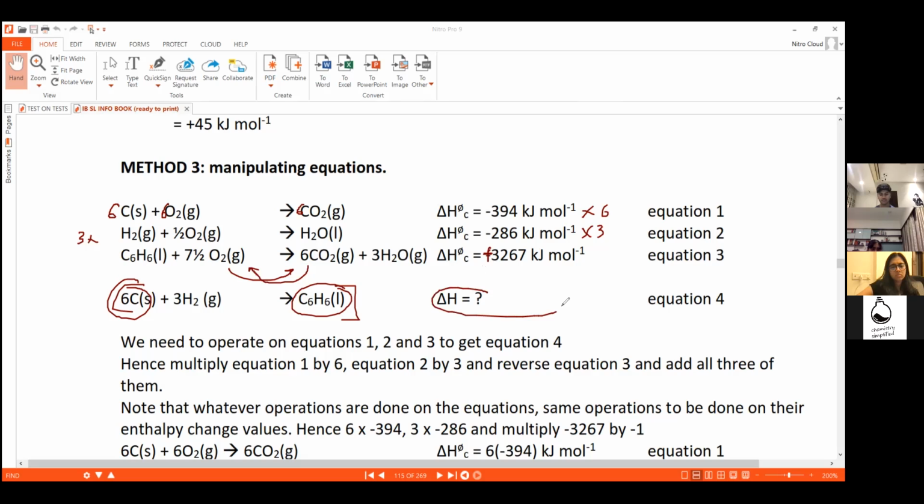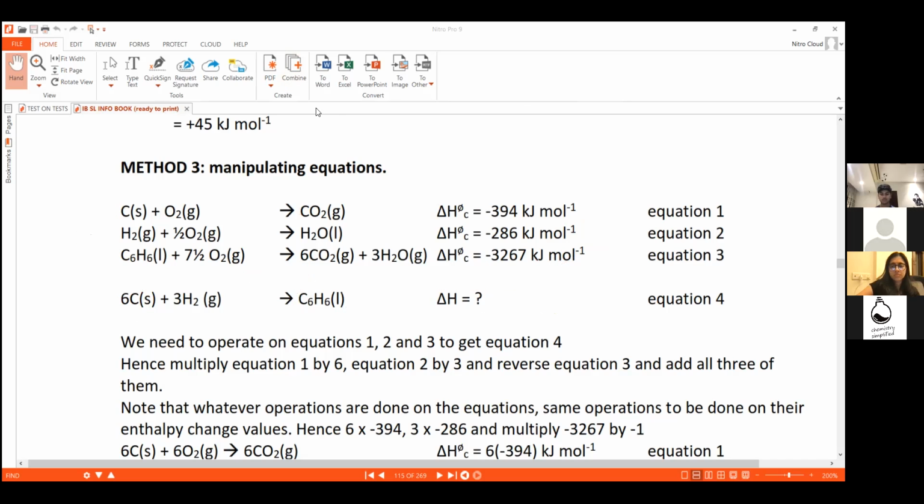Now to find the enthalpy change of this reaction, just add up these enthalpy changes. This will also give you plus 45. Okay, same as the answer you got in the first and the second method. Okay, so manipulation is exactly same.